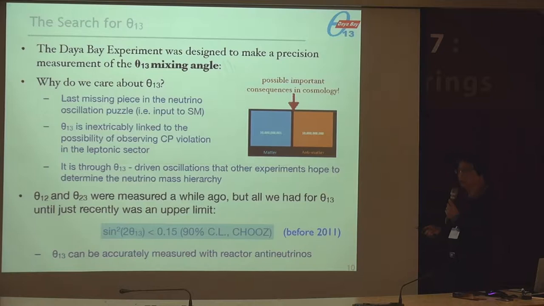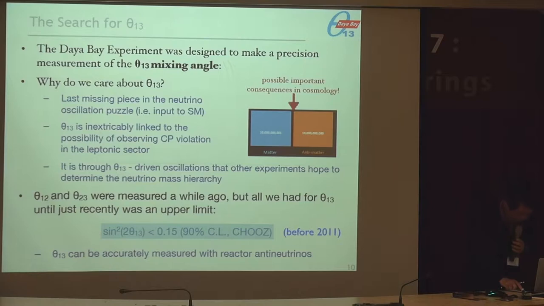So why do we care? Of course, I already mentioned, by knowing the last missing angle, the last piece, we can start probing other things in the lepton sector. Before 2011, you can see this sine squared 2 theta 13 was still less than 0.15.